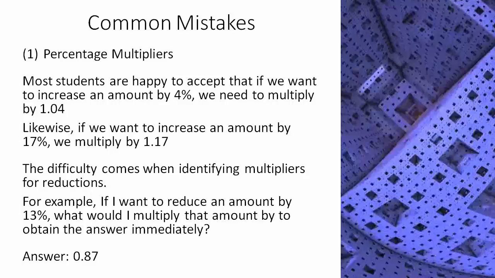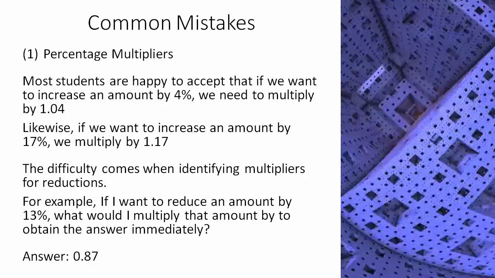Likewise, if you want to increase an amount by 17%, the easiest way to do it is to multiply by 1.17. The difficulty comes when students are asked to find the multipliers for reductions or decreases. For example, if I want to reduce an amount by 13%, what would I multiply by to get that answer instantly? Well, the answer is, of course, 0.87. That's because if you're reducing something by 13%, you're really finding 87%, because you're knocking 13% off, leaving 87% of the original value. So the easiest thing to do is simply to multiply by 0.87.